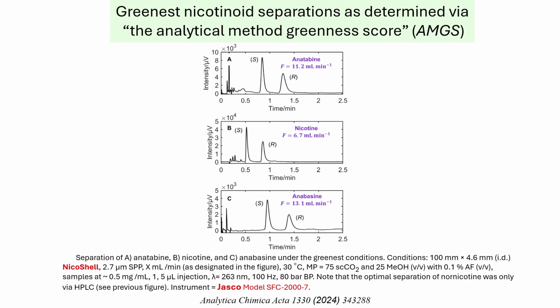Green chemistry is all the rage, and you can have green chemistry for your nicotinoid separations too. You do it by calculating the analytical method greenness score for your analytical method, and how you do this is reported in this recent 2024 article. So if you want to do the greenest possible separations, it turns out they're SFC type of separations for anatabine, nicotine, and anabasine, using the NicoShell column and a JASCO SFC, and you get beautiful separations, and they're the greenest separations known for these particular compounds.